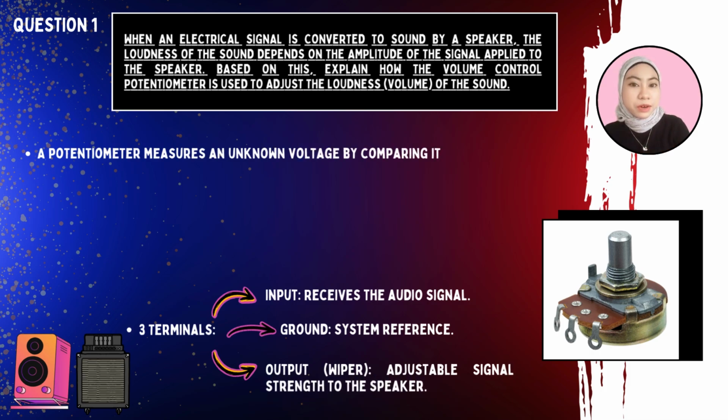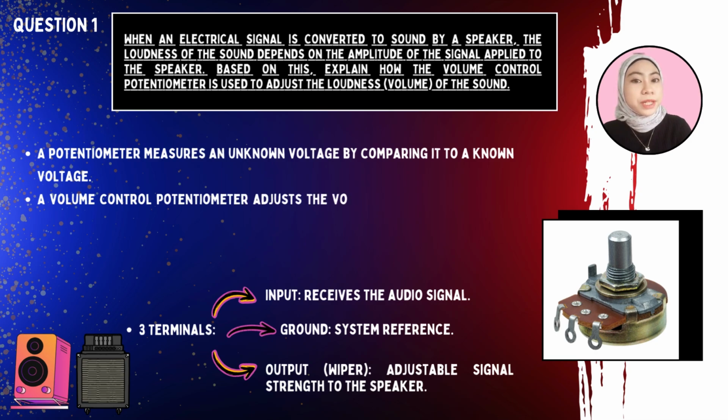The first question is, when an electrical signal is converted to sound by a speaker, the loudness of the sound depends on the amplitude of the signal applied to the speaker. Based on this, explain how the volume control potentiometer is used to adjust the loudness of the sound.